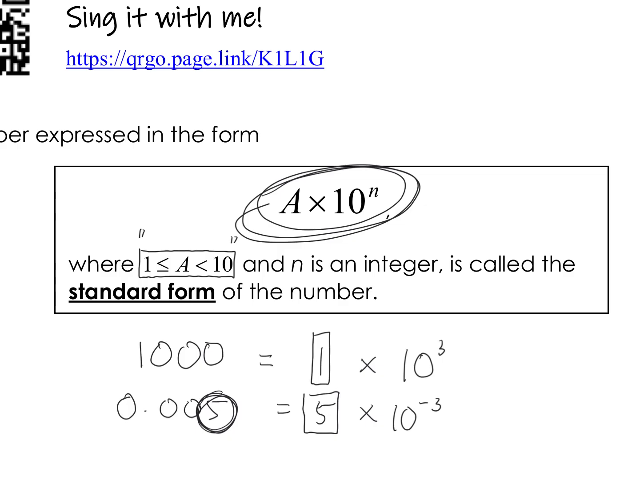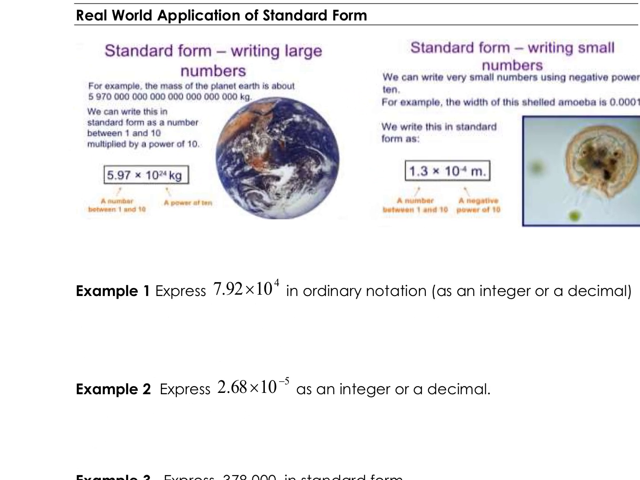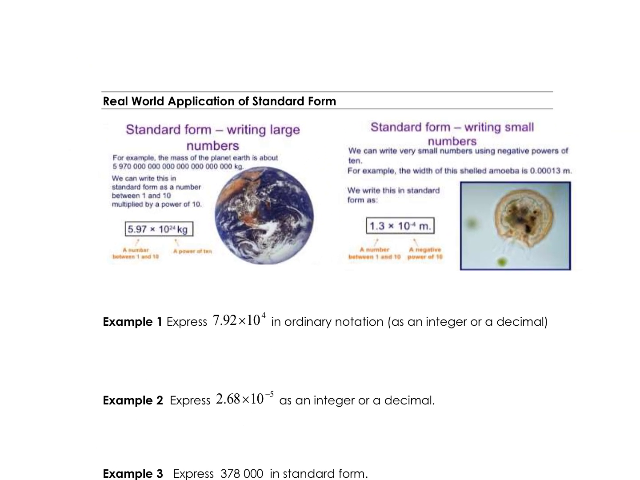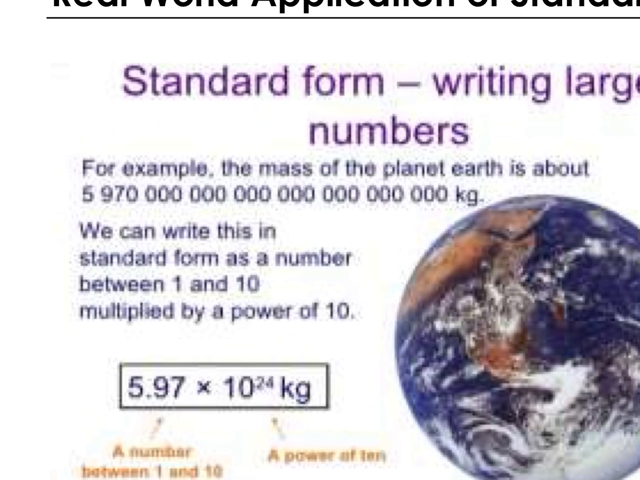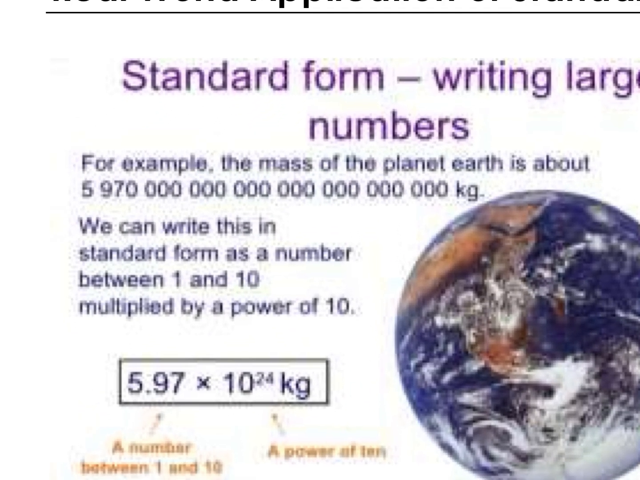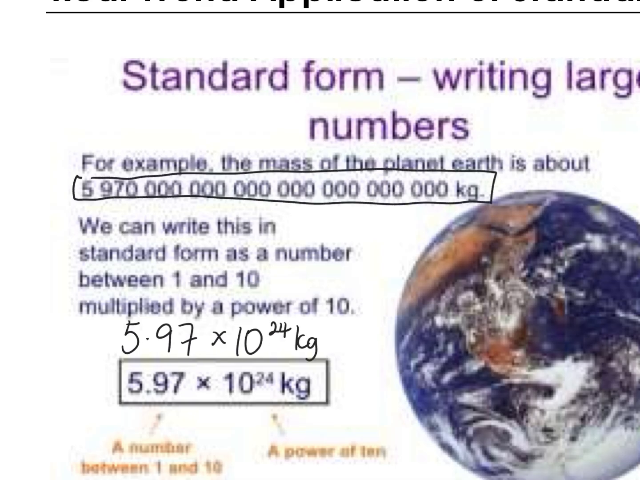So let's look at this one. For instance, they say mass of the planet Earth is this, with multiple zeros kg. So that's how heavy it is. But if you write it in standard form, it's 5.97 times 10 to the power of 24 kg. You don't have to end up writing this, but this is good enough. Yes.